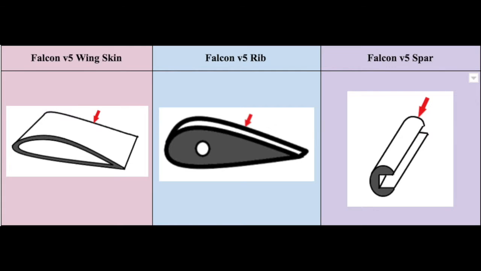For the remainder of the video, the left column will correspond to the wing skin, the central column will correspond to the rib, and the right column will correspond to the spar.